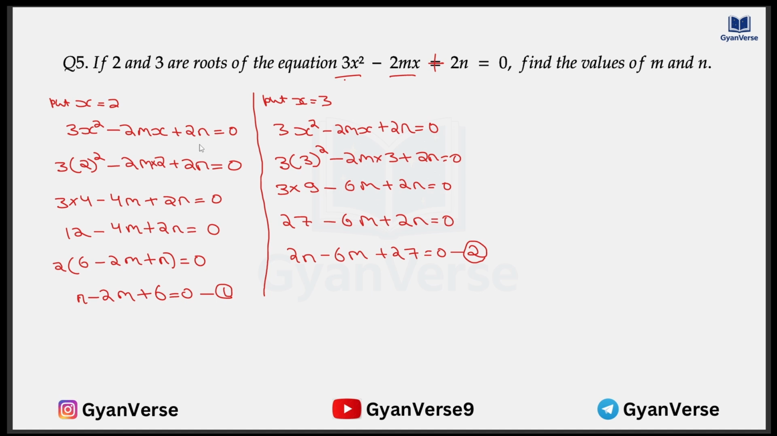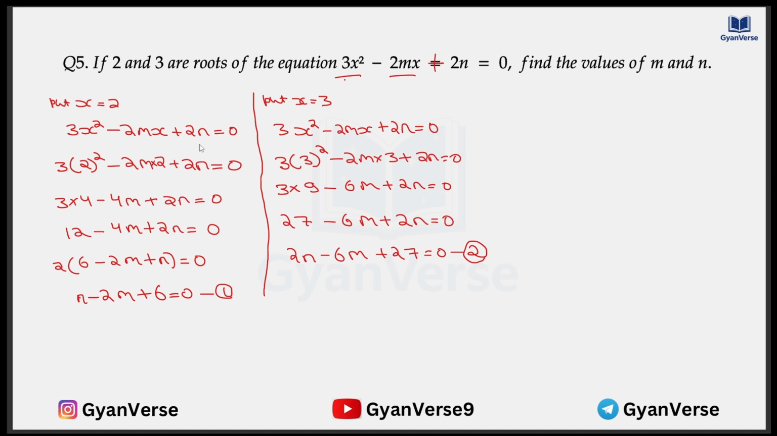Now you have to solve both these equations. So you can use either substitution method or elimination method, whatever you want to use. I hope you know both the methods or either one of them. What I'm going to use here is the elimination method. For the elimination method, I have to make either of the variables, either m or n, equal in both the equations. So I will make n equal.